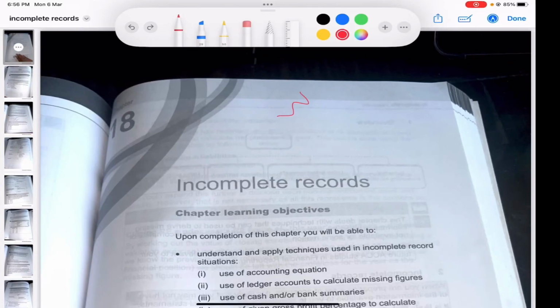Hello everyone, in this video we will be doing chapter number 18 of ACCA F3 Financial Accounting, and the chapter is called Incomplete Records.